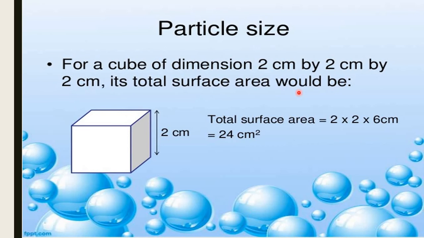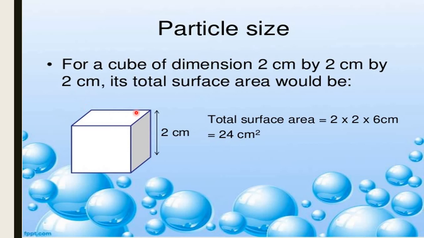If you want to understand more about particle size, let's say you have a cube with dimensions of 2 cm by 2 cm by 2 cm. So the total surface area will be 2 times 2 times 6, because we have 6 faces: 1, 2, 3, 4, 5, 6, including the bottom one. So the total surface area is 24.